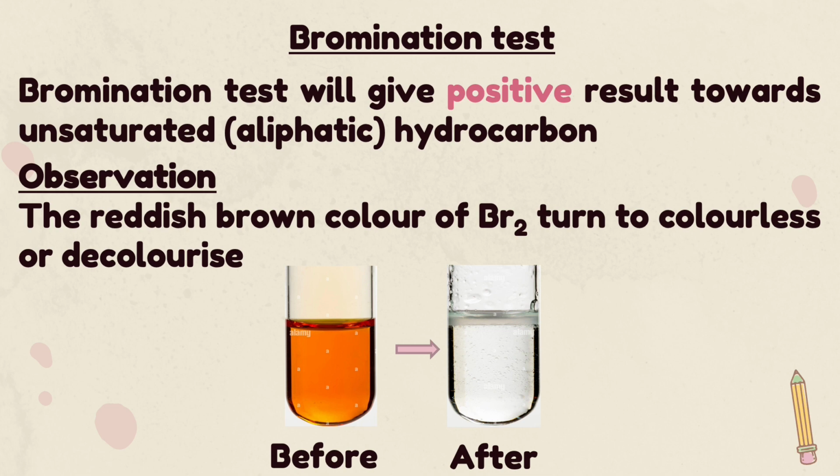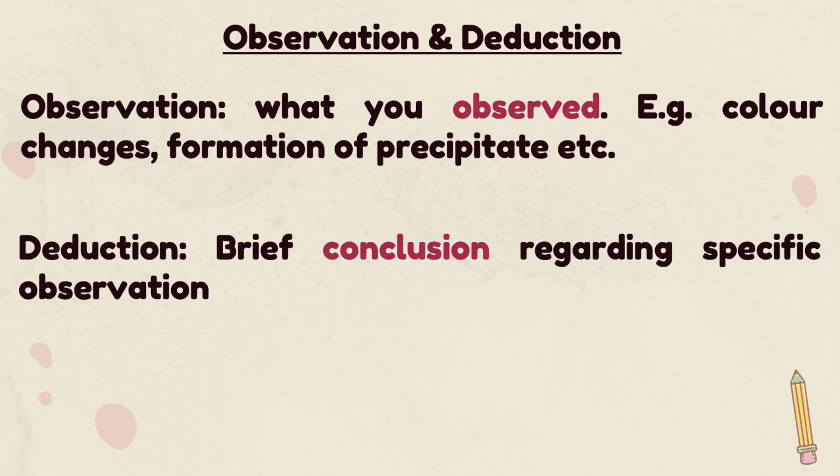Okay, so the beza di dalam organic chemistry ni, lab report tu kita ada observation dan juga kita ada deduction. So kita kena tengok what is the difference between observation and also deduction. So observation itu basically what you observe. For example, kalau dalam chemical test, normally kita akan observe dia punya color changes ataupun the formation of precipitate ataupun color of the precipitate itu. Itu yang kita akan observe.